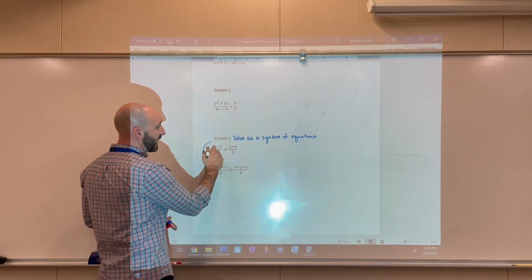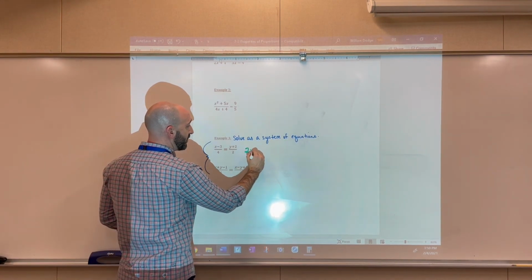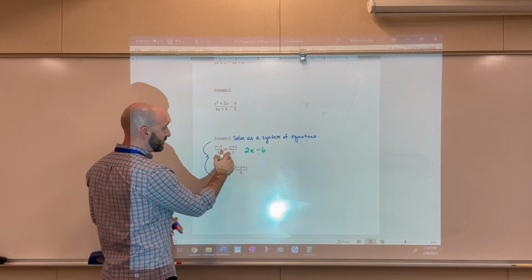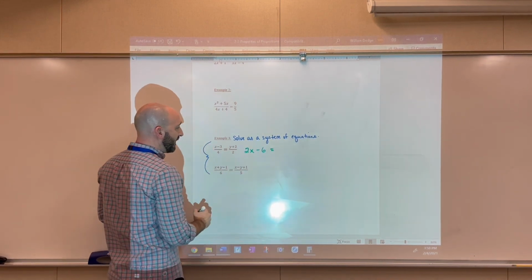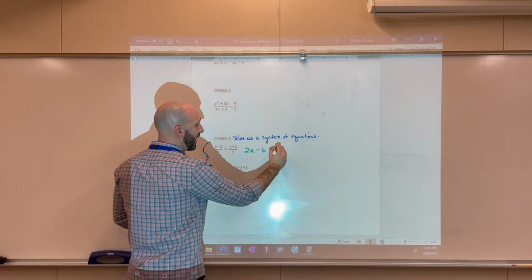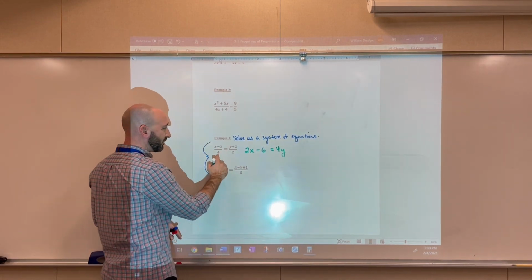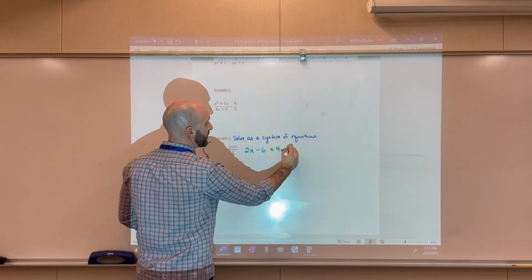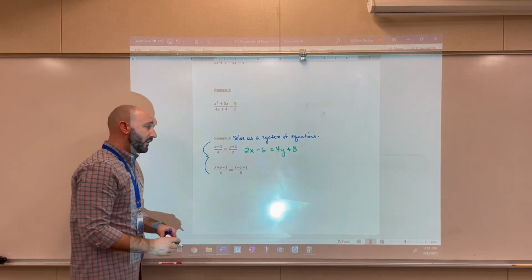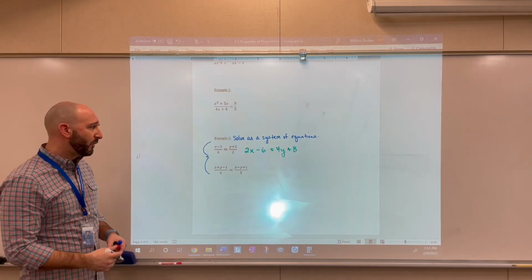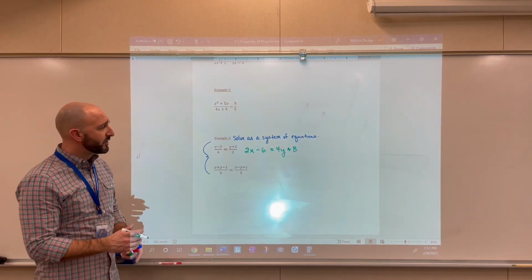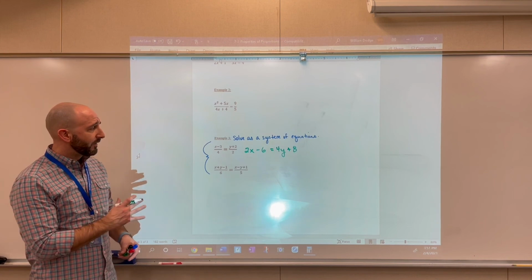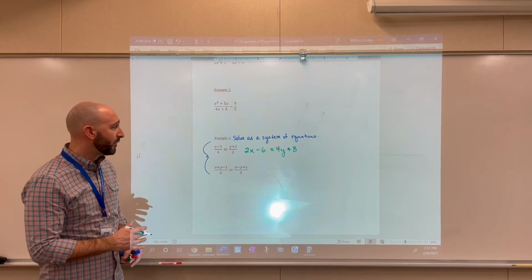So we're going to do 2 times x minus 3, so that's 2x minus 6. So 2 times x is 2x, 2 times negative 3 is negative 6. And that's going to equal 4 times y, which is 4y, and then 4 times 2, which is positive 8. Now, again, what I'd like to do here, I see that this is a linear equation. So what I'm going to do is manipulate this and get this equation written in standard form.